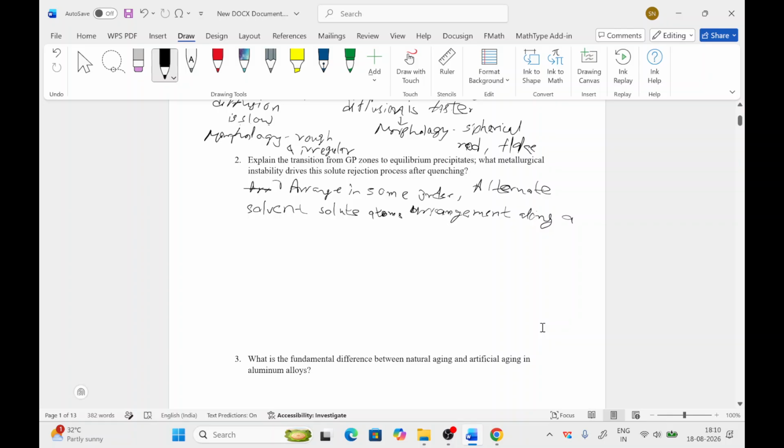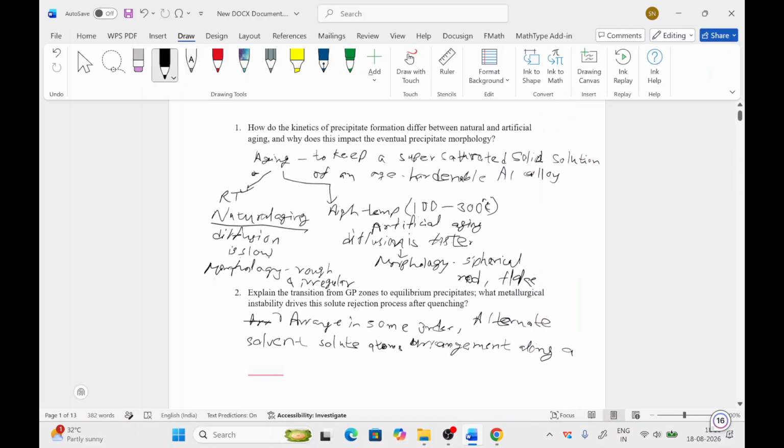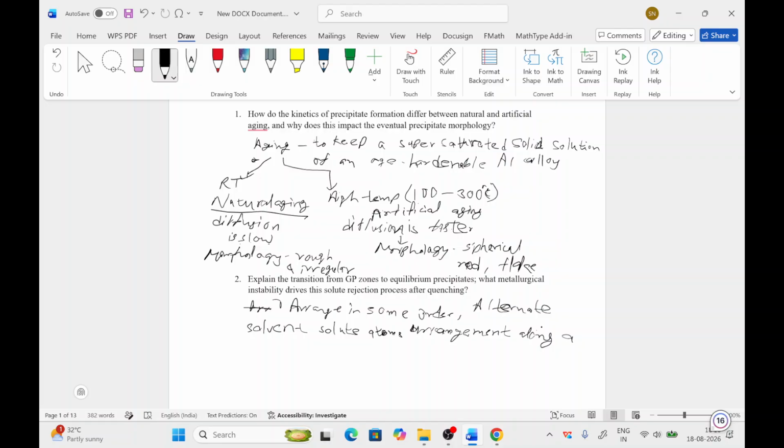Okay, so I was discussing the questions regarding the week 4 lectures. First is, how do the kinetics of precipitate formation differ between natural aging and artificial aging, and how does this impact the eventual precipitate morphology? In aging, we keep a supersaturated solution of an age-hardenable aluminum alloy at either room temperature or high temperature. Room temperature aging is called natural aging, while high temperature aging is called artificial aging.